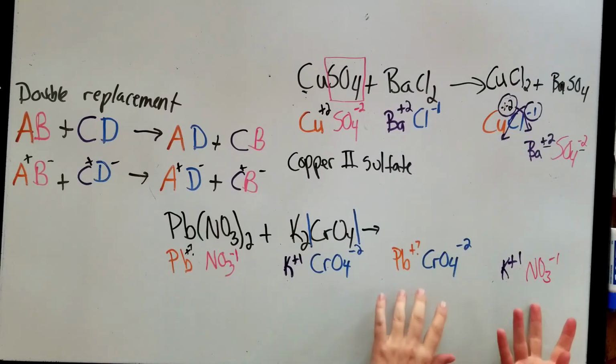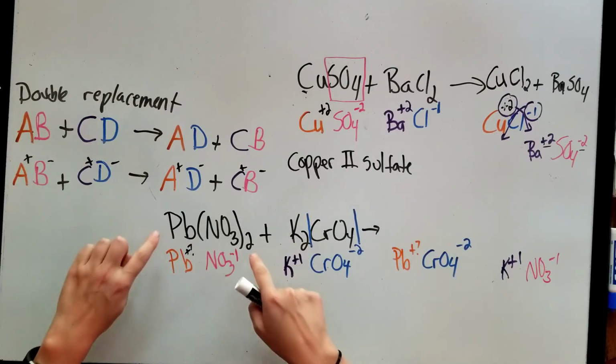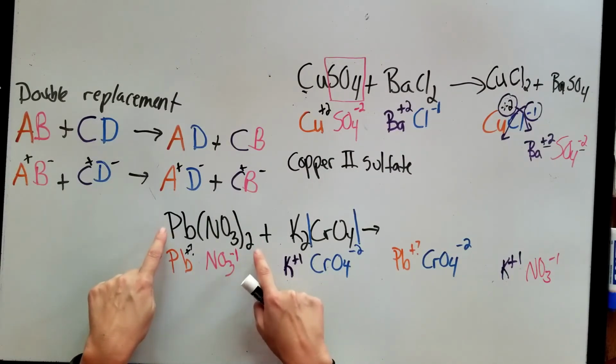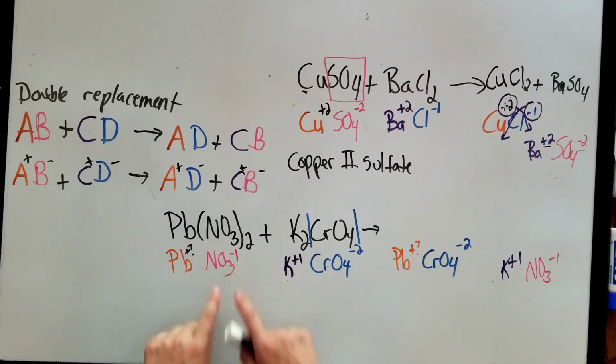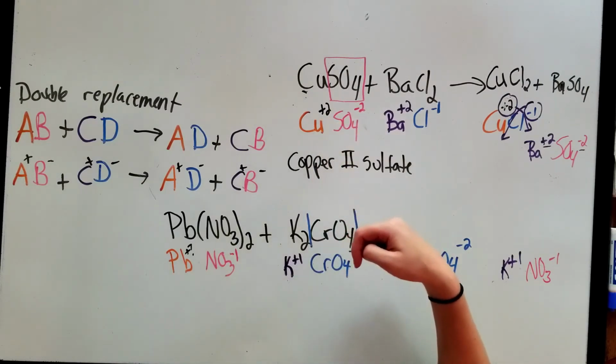All right, before we predict our products, we need to know what that lead is. In order to figure out what the charge on lead is, we're looking at the reactant, okay? Because this compound, as written, is neutral. So to figure out its charge, we look at the charge on the compound next to it, and it's a -1. But we also need to take into account how many there are. So how many NO3s are there? Because up here, there's just one SO4. So that's why we could say, oh, that one SO4 is a -2, so copper must be a +2.